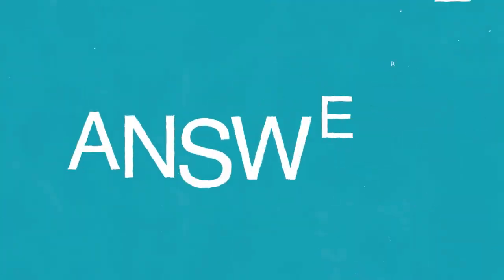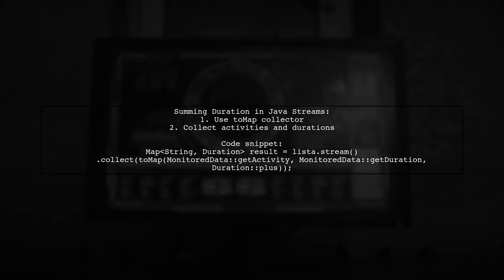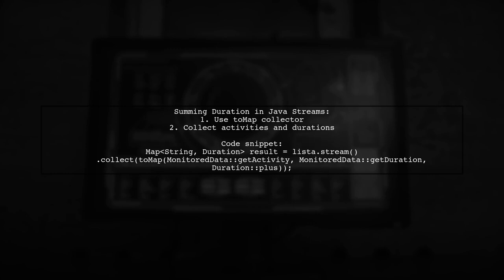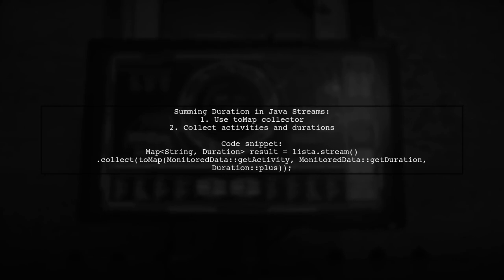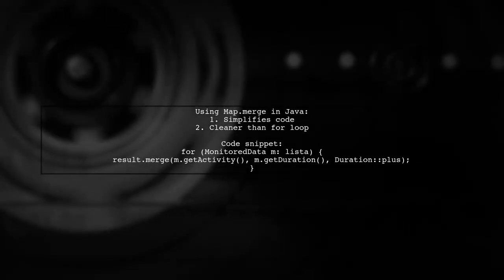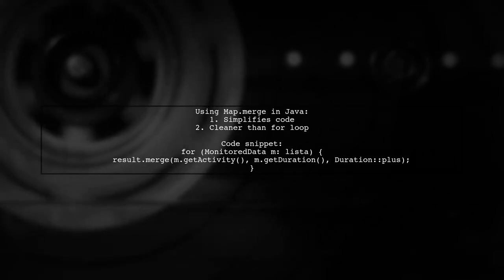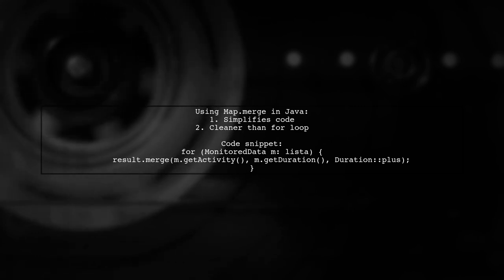Let's now look at a user-suggested answer. To sum a duration field from a stream in Java, use the three-argument version of the toMap collector. This allows you to collect activities and their durations efficiently. Java 8 introduced useful features to the Map interface, including the merge method. This lets you simplify your code, making it cleaner than using a traditional for loop.